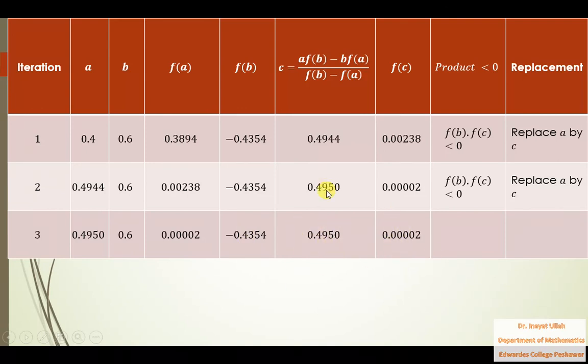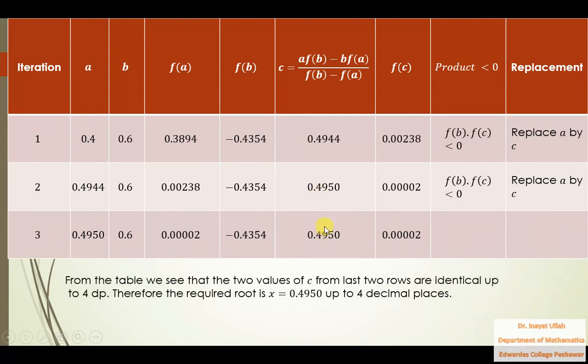We see here that these two consecutive values of c are nearly equal to each other up to 4 decimal places. So the required root is 0.495. So this is how we use the regula falsi method to find the root of a nonlinear function.